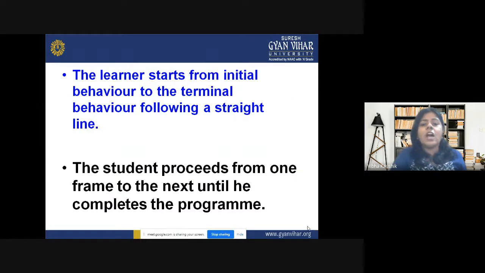The learner starts from initial behavior to the terminal behavior following a straight line. The students proceed from one frame to the next unit until he completes the program.